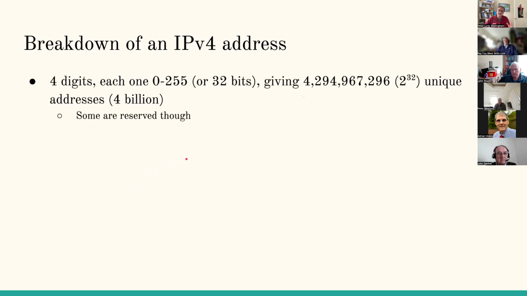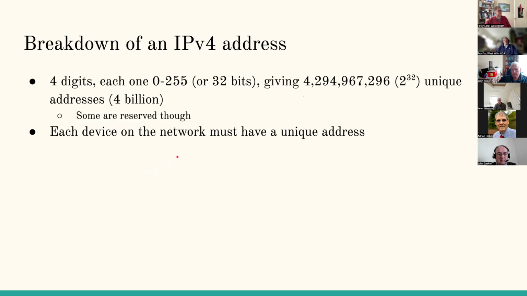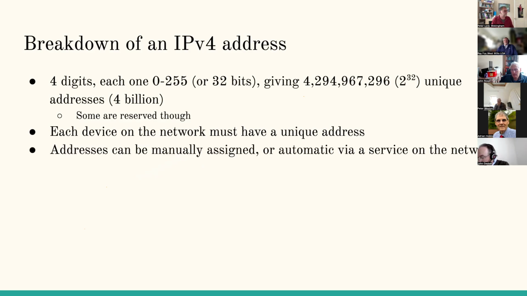Some are reserved, so you don't quite get the 4 billion usable. And as before, each device on a network must have a unique address. You can certainly create duplicate addresses, but it ain't going to work. Now, IP addresses on a particular machine can be manually assigned. So you can go into your computer network settings and actually type in the IP address that you want to use. But far more commonly, IPv4 addresses are automatically assigned by some device on your network.